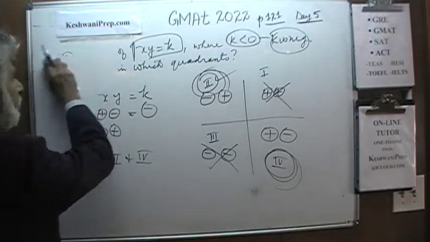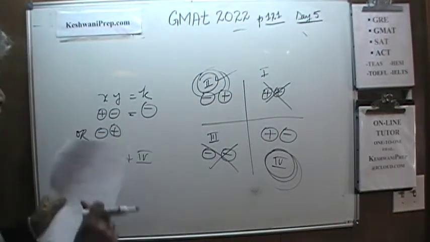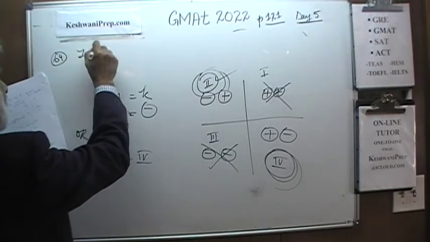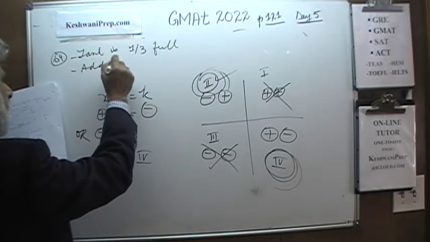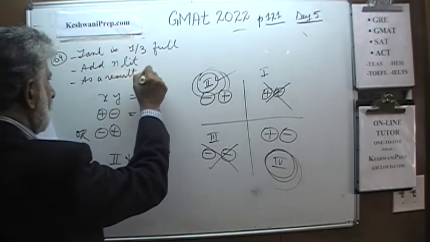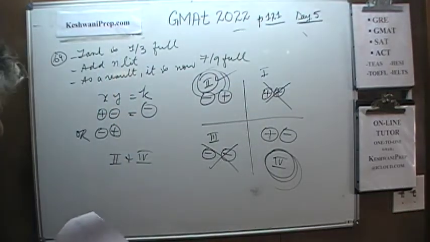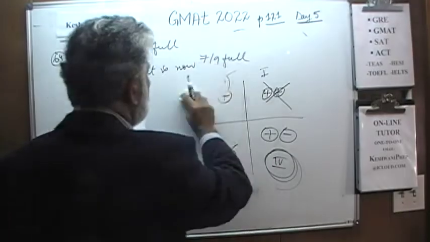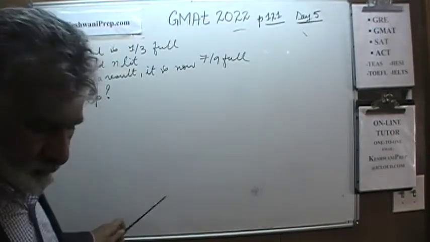Number 69 says that the tank is one-third full already, to which we're going to add n liters. As a result, we are told, it is now seven-ninths full. Simply, what is the capacity of this tank? A tank which is 1/3 full already, to which we add n liters of liquid, and when we did that, it is now 7/9 full.